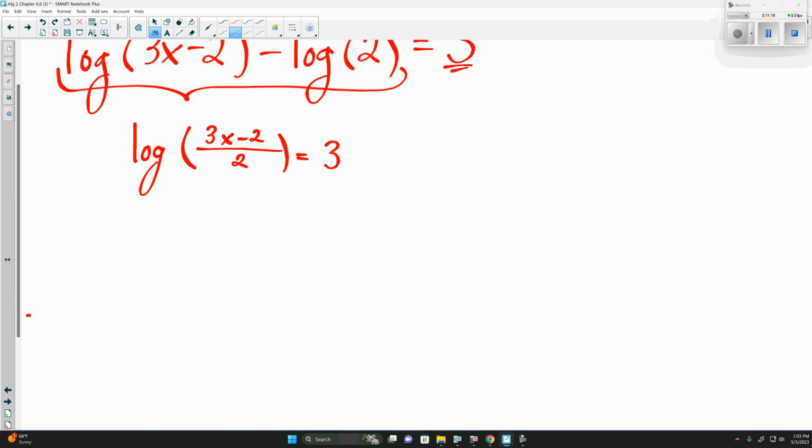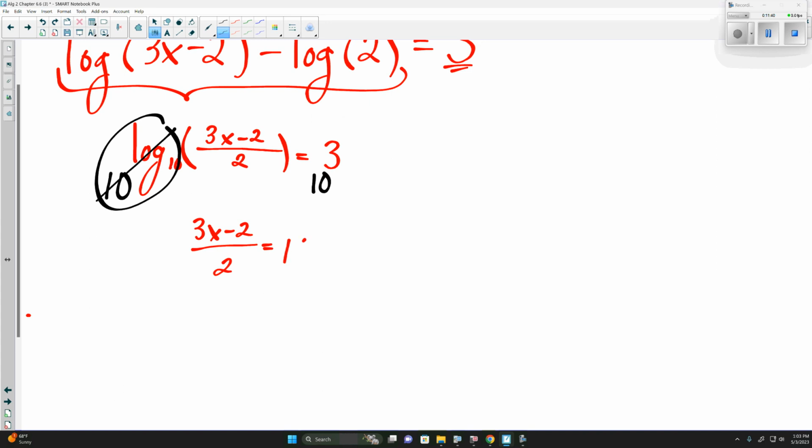Now our base is understood to be 10, so we can put both sides to the 10, because this here will cancel out, leaving us with 3x minus 2 over 2. Now normally on all the previous ones we wrote 10 to the third, but what is 10 to the third? Yeah, because 10 times 10 is 100, times 10 is 1,000.